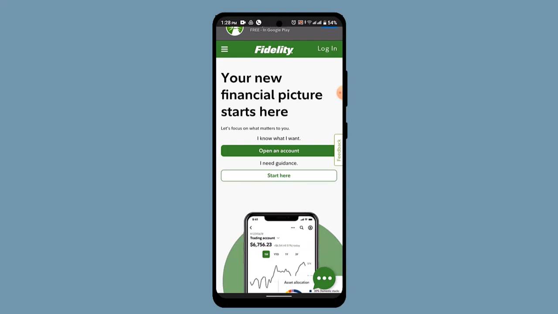So these were some of the steps involved in trading on Fidelity investments. So in this way you can trade on Fidelity investment.